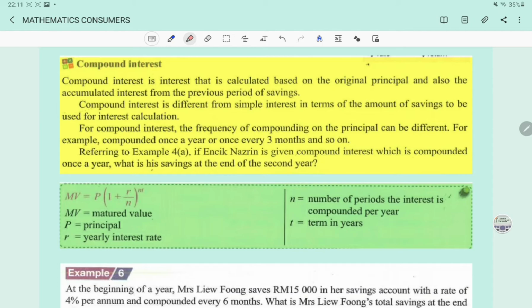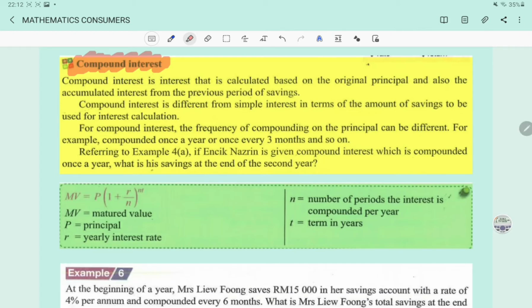Okay, in the previous lesson you learned about the benefits of saving, and one of the benefits of saving is simple interest. You have learned about simple interest, and for this class you will learn about compound interest. What is the difference between compound interest and simple interest? Later you will know. So what is compound interest?